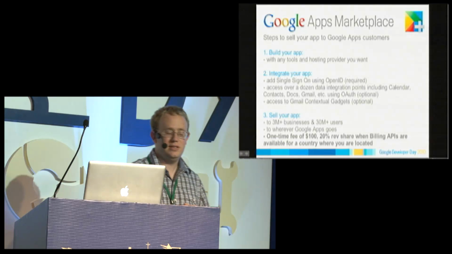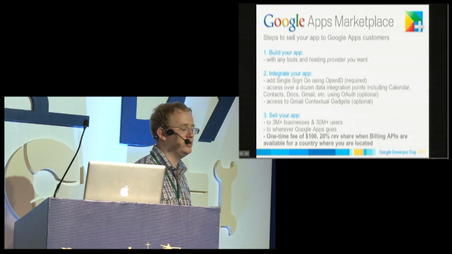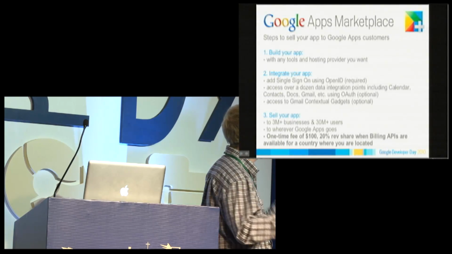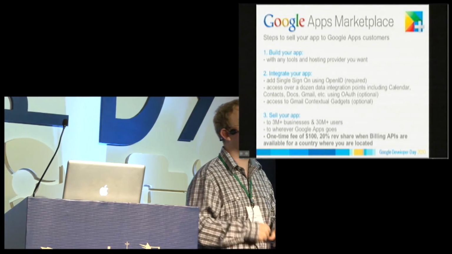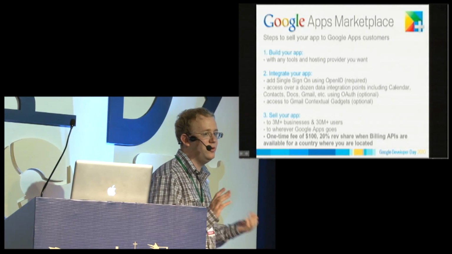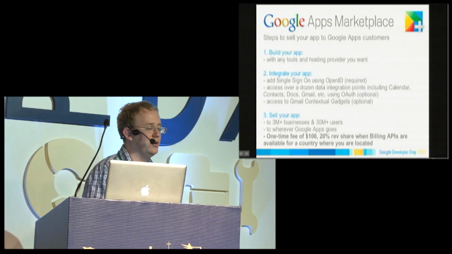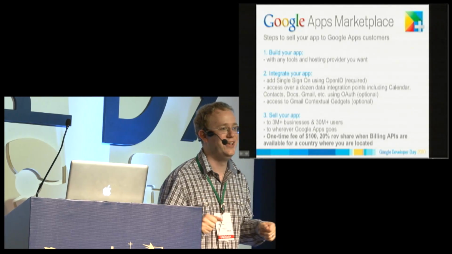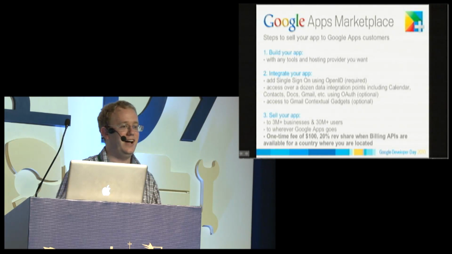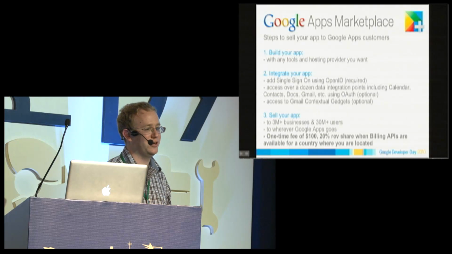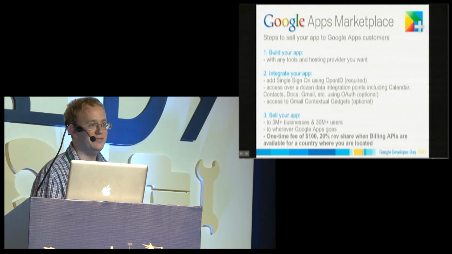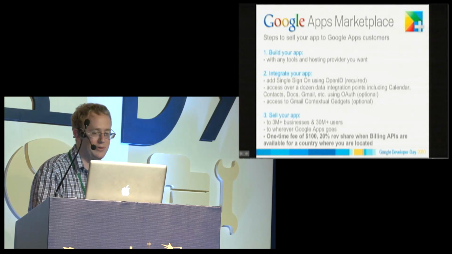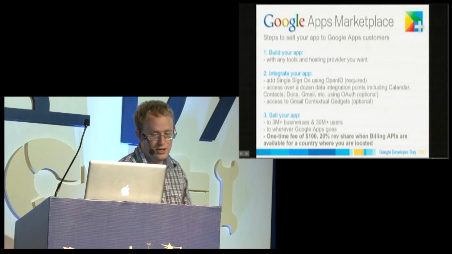So the steps to sell your application to Google Apps customers. One, you build your application. You can build your application using any tools and hosting providers you want. You wouldn't believe the number of phone calls I've been on where a potential partner says, but our app isn't written on App Engine. I don't care. You can have your application on EC2 and launch it on the Apps Marketplace. Of course, we'd love App Engine to be a great environment for you to build your application on, but we understand you may be invested in other technologies.